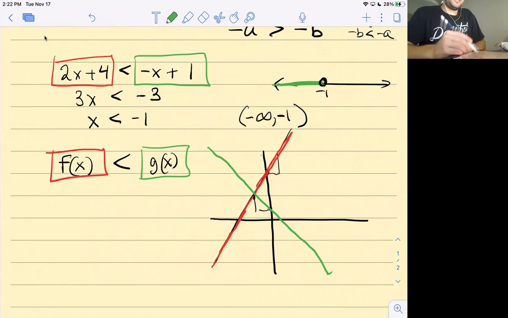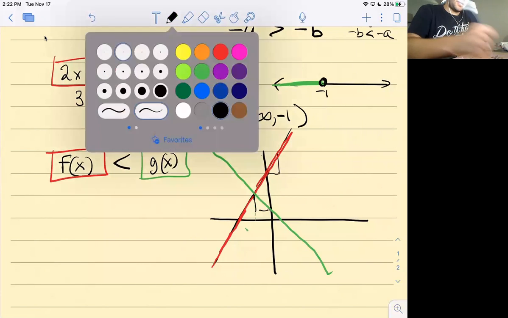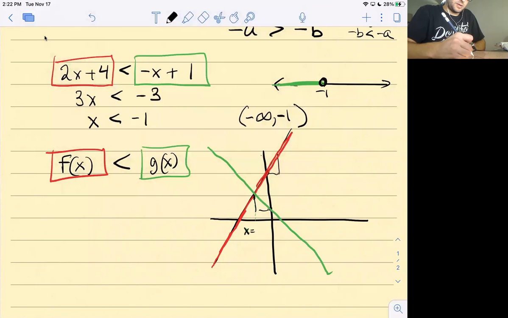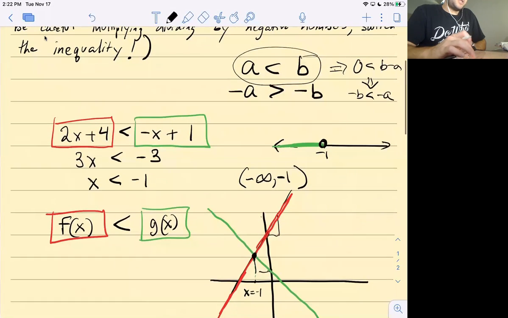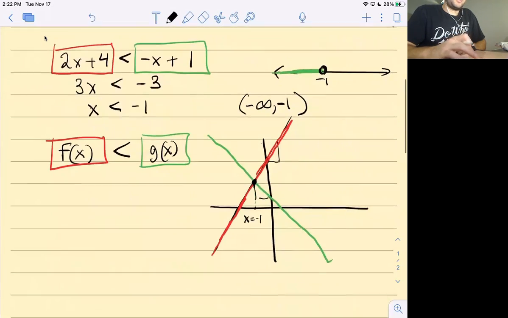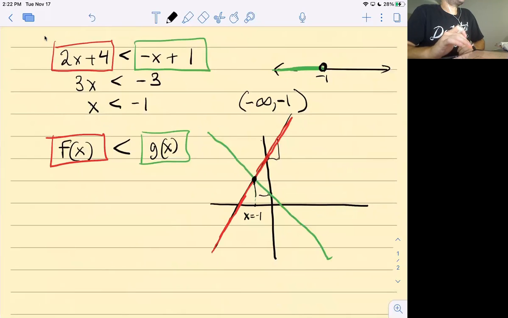And if you look at the picture, if you're doing a better job with the graph, you'll find out that the place where it intersects is x equals negative 1. That's the intersection point. And you would get that if you actually set them equal to each other. Okay, now from the visual, for what values of x is the red line less than the green line, lower than the green line?